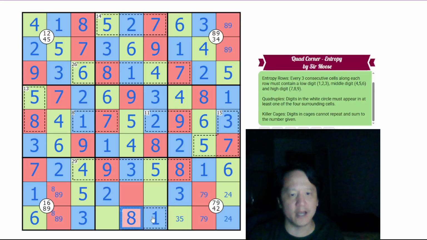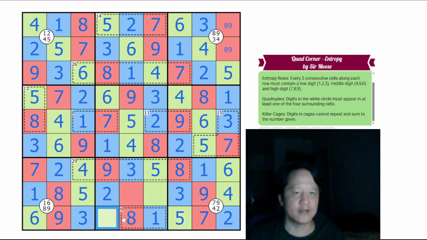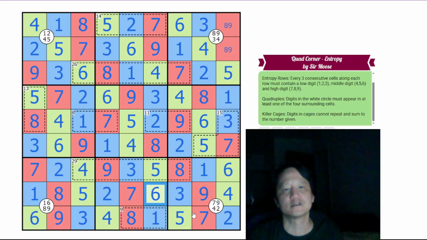1 and 8 add up to 9. So this can't be 8. That's 9, which makes that 8. 9 eliminates 9 here, so it's 7 and 9. 2 eliminates 2 here, so it's 4 and 2. 3 eliminates 3 here, so it's 5, which makes this 4, which makes that 7. And this is a 6.